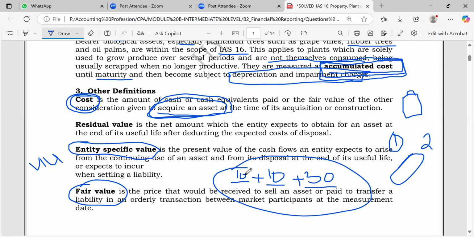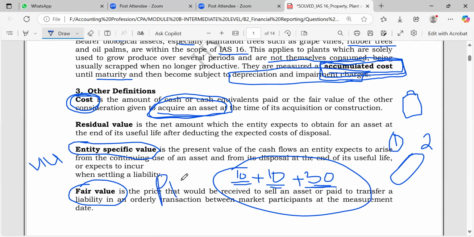Have you ever studied something called time value of money? No, we don't know that. Okay, what I'm trying to say is the worth of money today is not the same as maybe in 1 year or 2 years time, right? So when you say that I'm going to receive 10 million in 1 year's time, 10 million in 2 years' time, and 30 in 3 years' time, you cannot say that they carry the same weight, right? You have to discount them to present values.